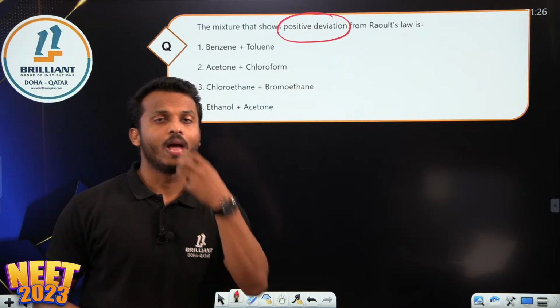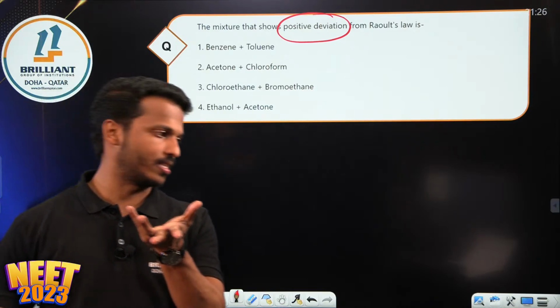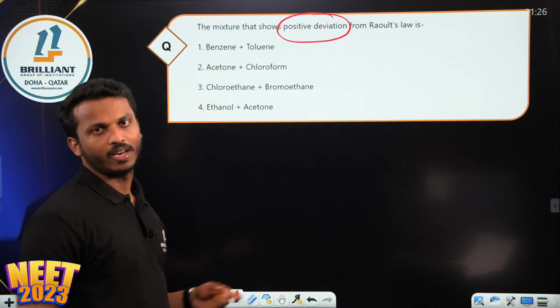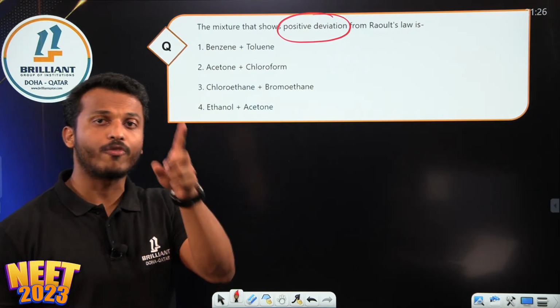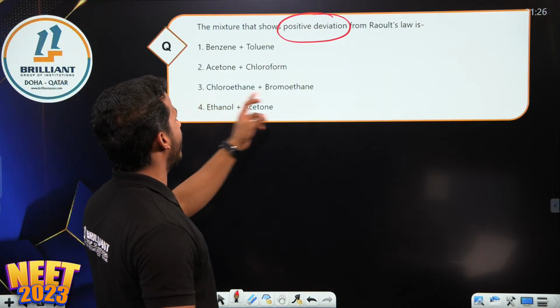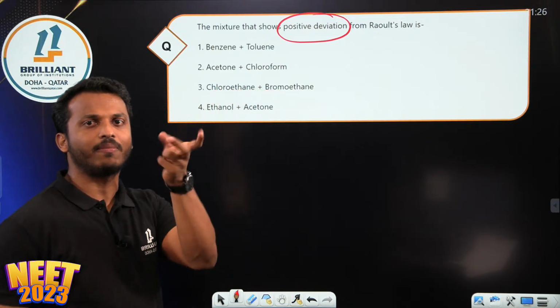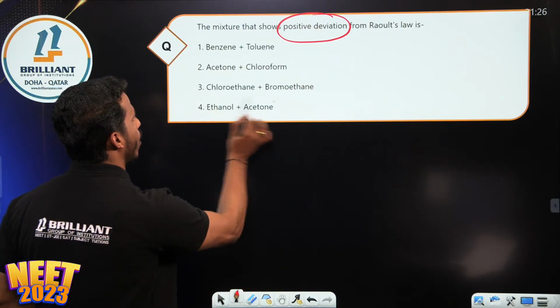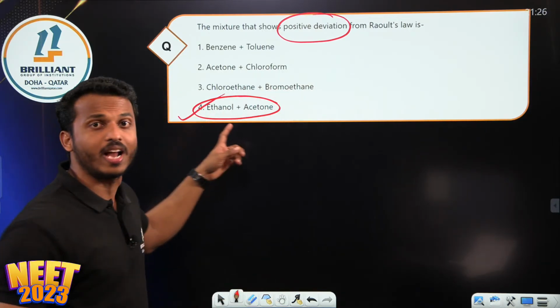Negative deviation means they contain acids. Careful. Which one has alcohol, dear all? Benzene and toluene, that is an example of an ideal solution. Acetone and chloroform, chloroethane and bromoethane, same type, right? That is an ideal solution. Acetone and ethanol, that is the one that contains alcohol.